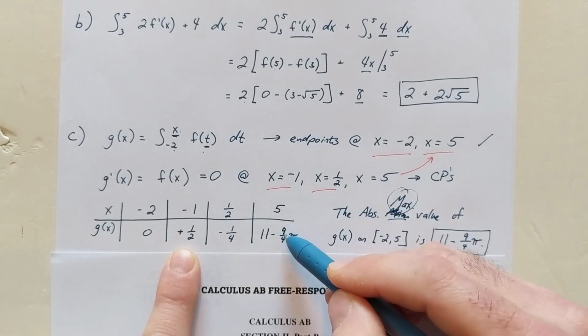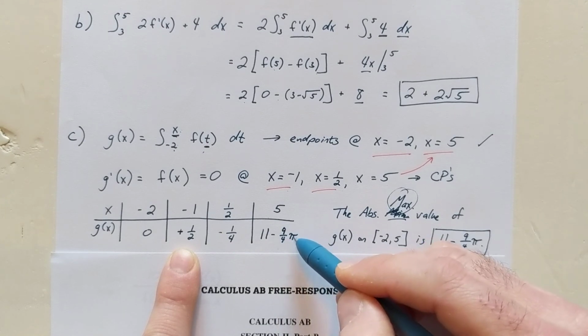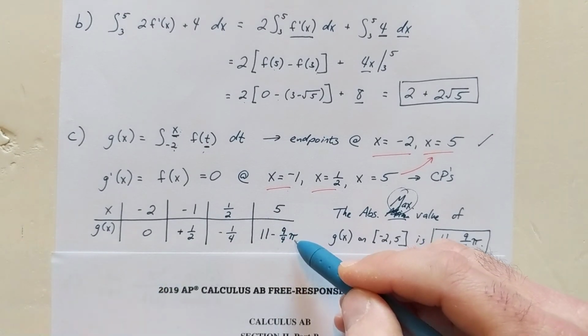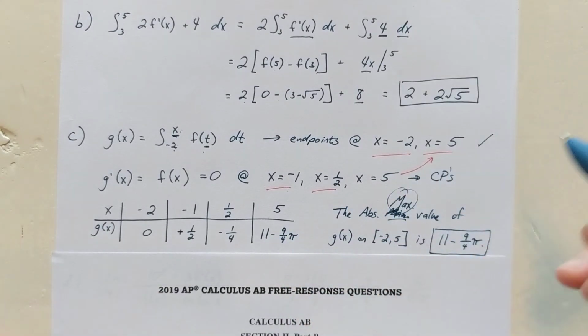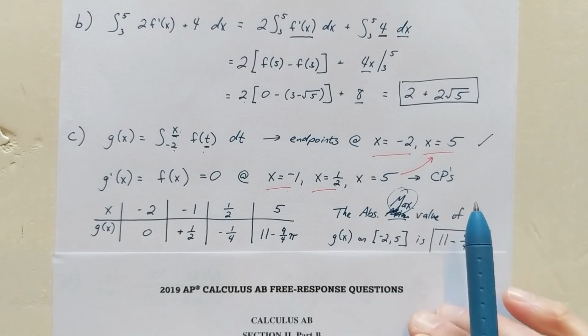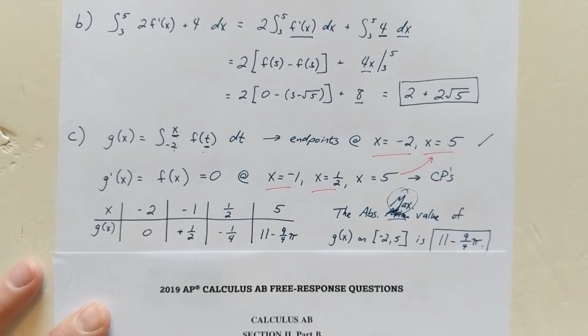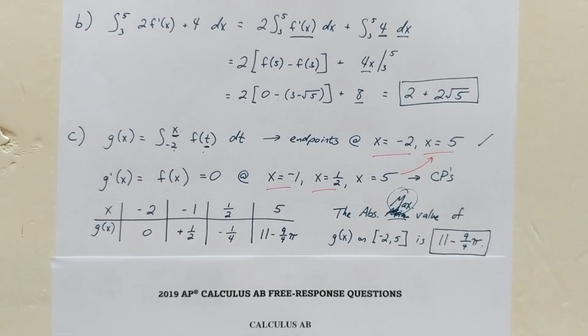Well, okay, guys, 9/4 is 2 1/4. 2 1/4 times pi, which is a little bit more than 3, is probably going to put us somewhere in the neighborhood of 8 or so, and 11 minus 8 is going to be 3. So this value right here ends up being the absolute maximum value. And note the way that we answered the question. They didn't say where does the absolute maximum occur, so I'm not telling them x equals 5. They just asked for the absolute maximum value of g, which means they really want the y value, and that's what we came up with right here.